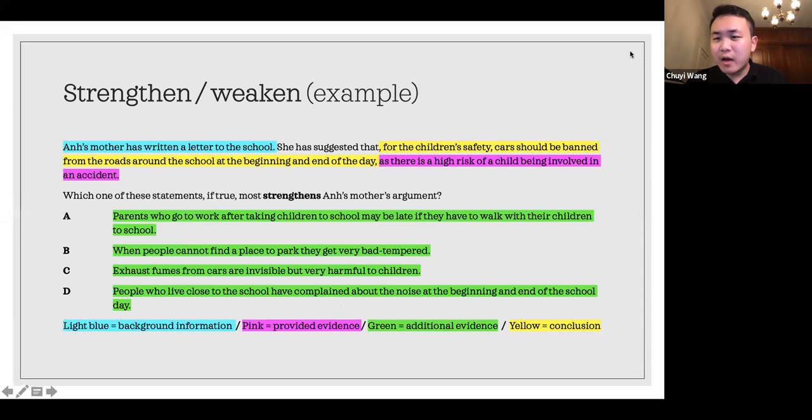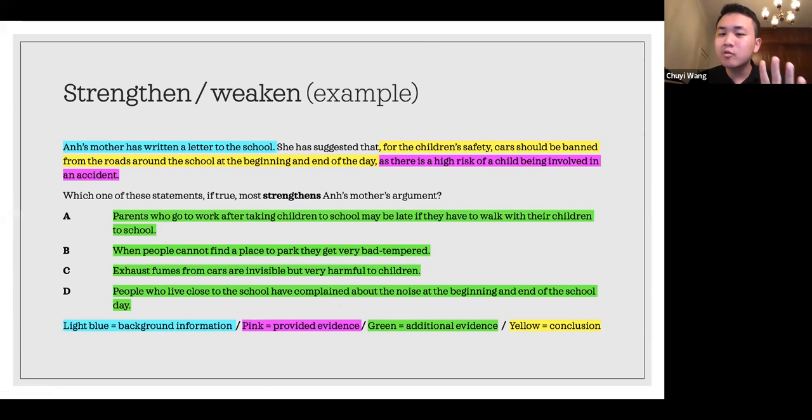Now, Anne's mother has provided a conclusion here. Does everyone see how that's actually a conclusion in our evidence, conclusion, background information, three-way thing? Now, what's her conclusion? Her conclusion is that for the children's safety, cars should be banned from the roads around the school at the beginning and end of day. So that's her argument, otherwise called a conclusion. That's what her argument is.